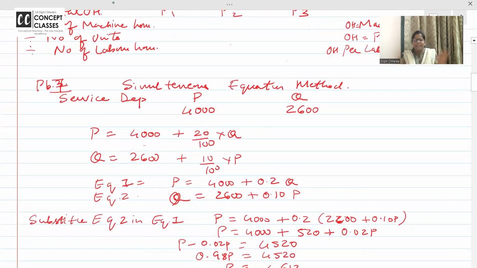P department is the service department whose own expenditure is 4,000 plus Q से Q का 20% also P is receiving. Same way, Q's own expenditure is 2,600 plus 10% of P also it has to bear as expenditure, and then this whole Q is allocated to main production department. So equation 1 is P is equal to 4,000 plus 0.2 Q भी किया है.